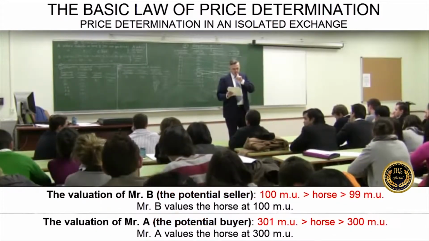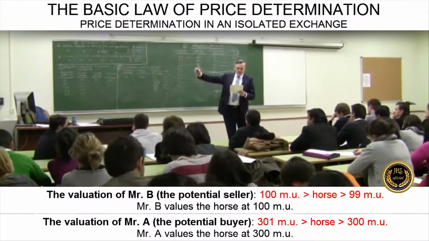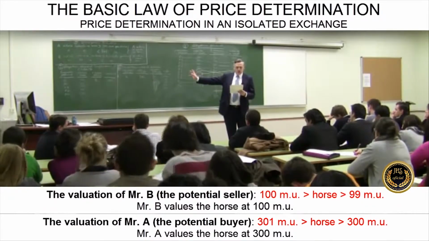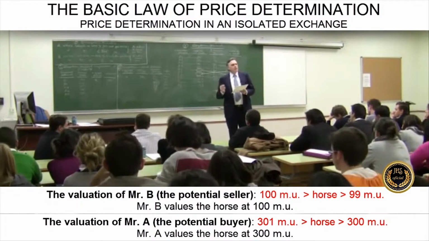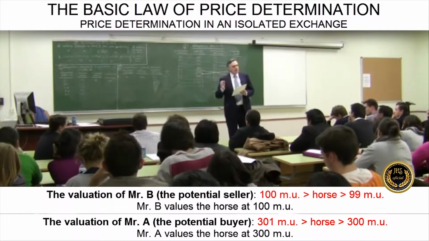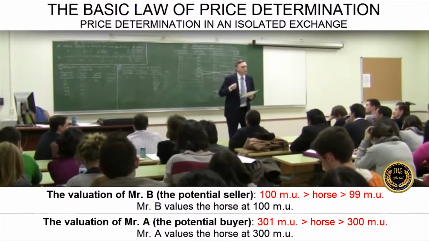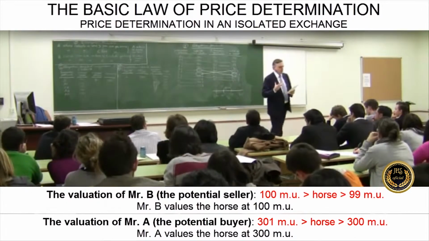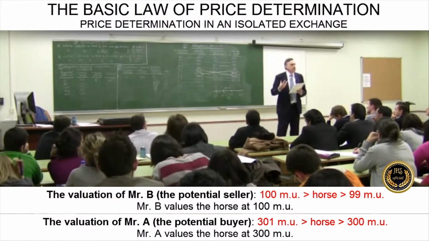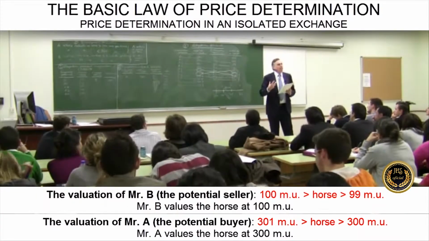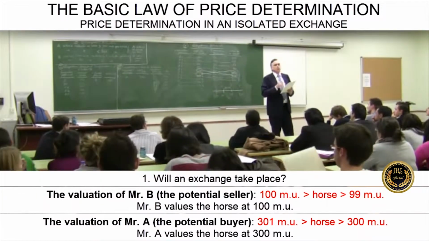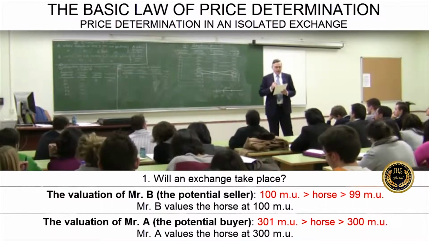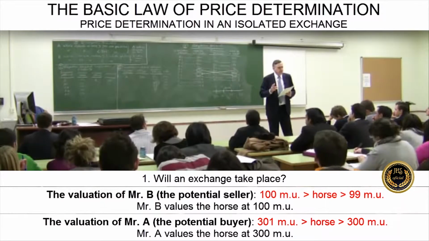Let us ask ourselves the following question. If these inequalities in subjective valuations exist in the minds of Mr. A and Mr. B, in short, if Mr. A is willing to pay up to 300 monetary units for the horse he wants to buy, and Mr. B, who has the horse, is willing to sell it for 100 or more, the first question we could ask ourselves is, will an exchange take place? What was the necessary condition for an exchange to occur?